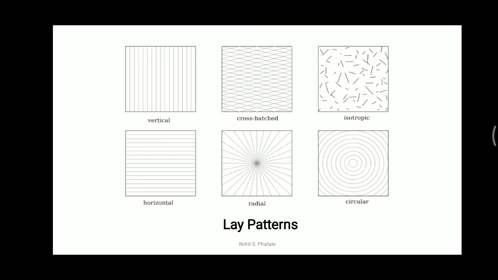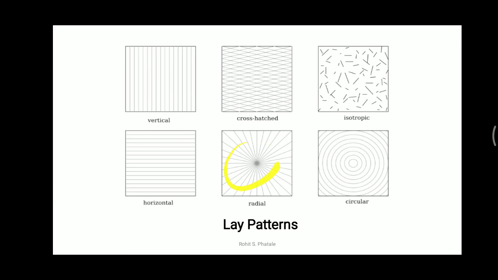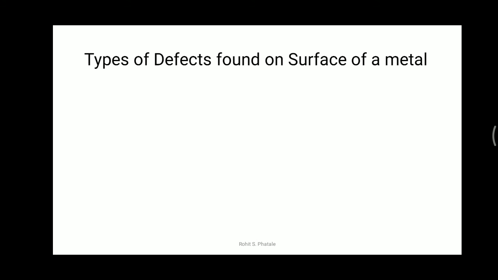Then these are some types of lay patterns. When vertical directionality is performed, the workpiece will look like this. The second is horizontal lay, where after getting the surface finish we get horizontal lines. Then cross-hatched lays are there, and this is the example for that. Then this is the radial lay pattern, this is the circular lay pattern, and this is the isotropic lay pattern. So these are the lay patterns for getting the surface finish.